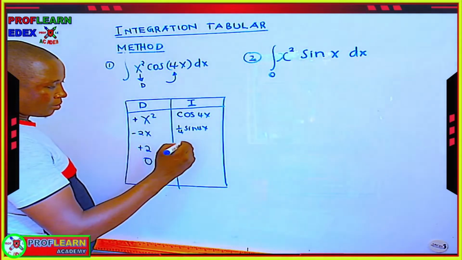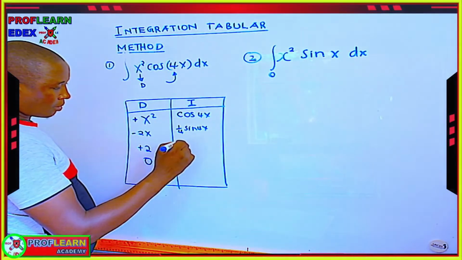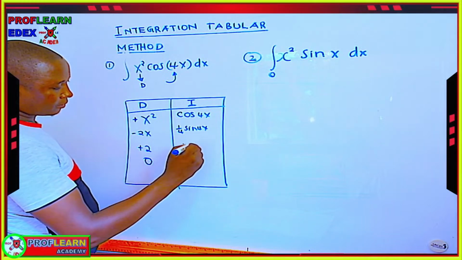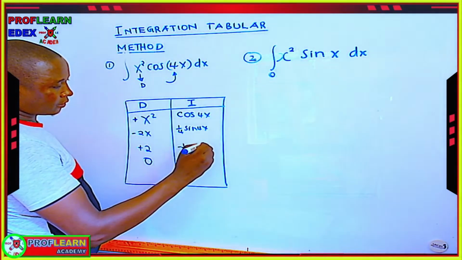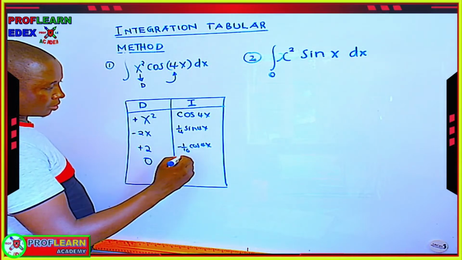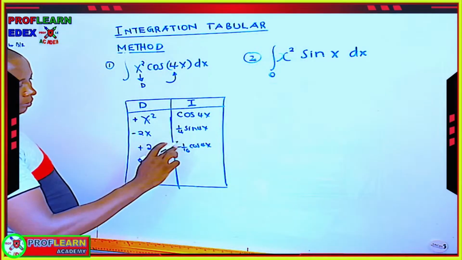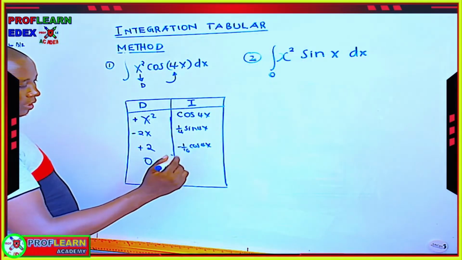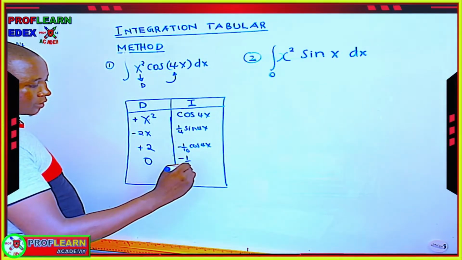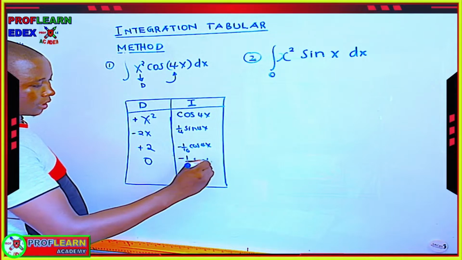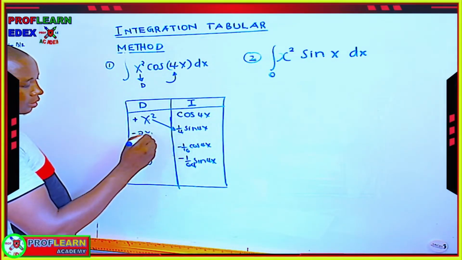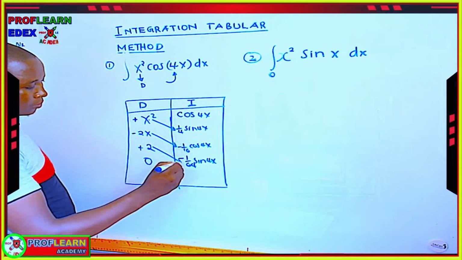Integrating this part, we are going to get minus 1 over 16 cos 4x. Integrating this part, we are going to have negative 1 over 64 sine 4x. So you shall multiply them diagonally: this one multiplies to this, and this one multiplies to that.